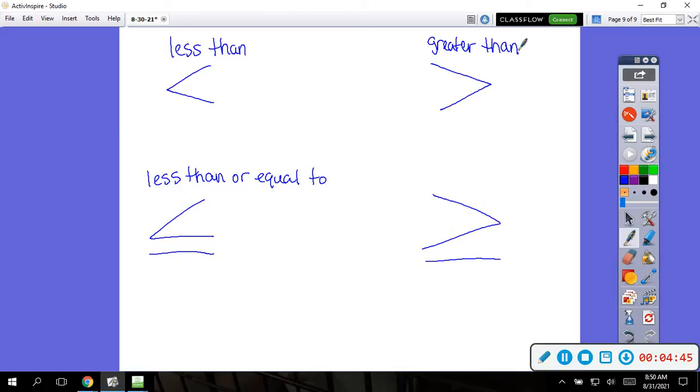This one's greater than. And so this is the same symbol, but with the line. So it's greater than or equal to.